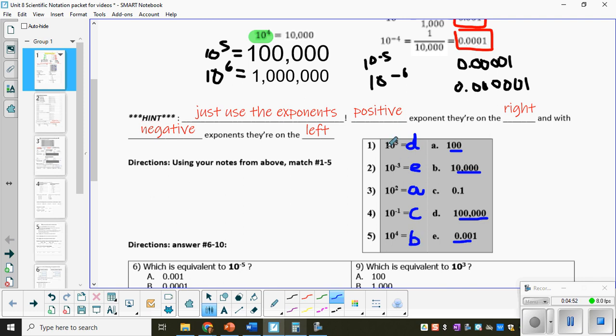So all we're doing so far is learning how to identify, if we see 10 to a certain exponent, whether it's positive or negative, what number we're actually dealing with over here.